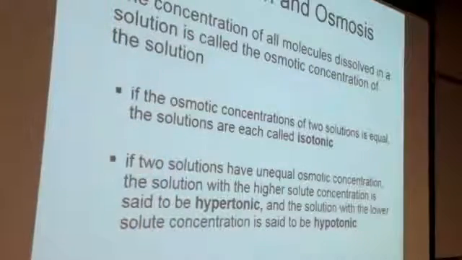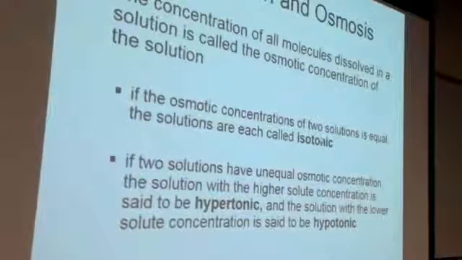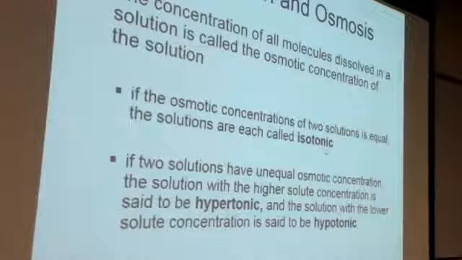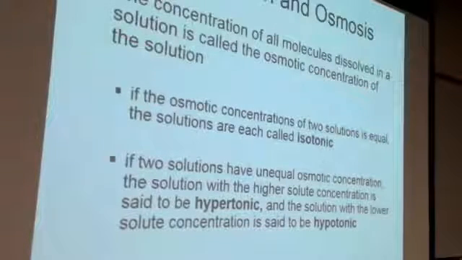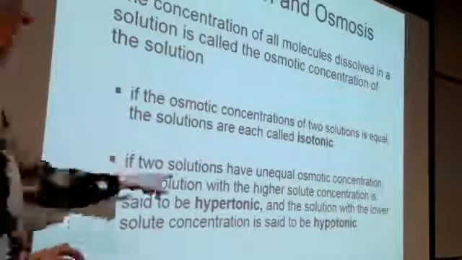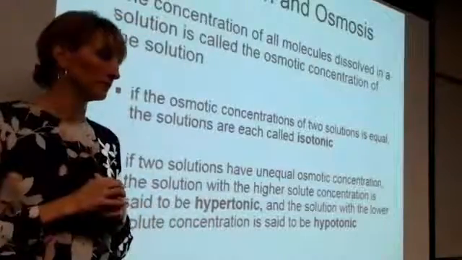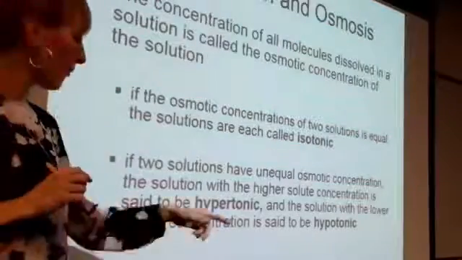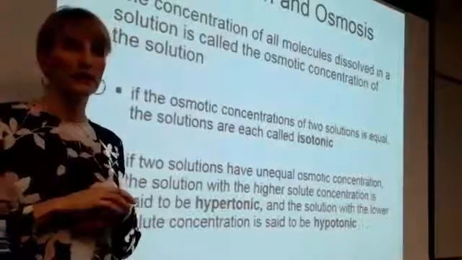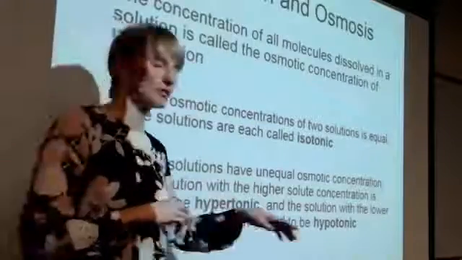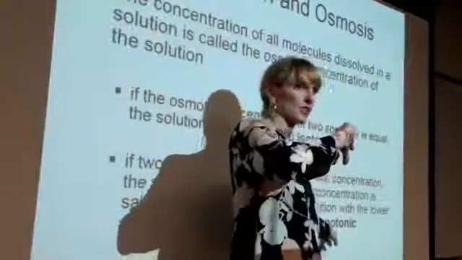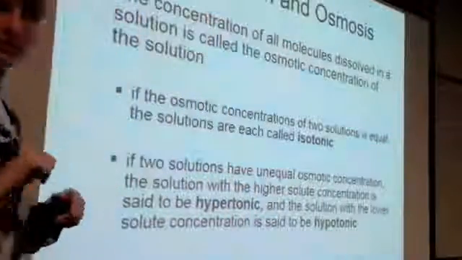So under those conditions, when it's isotonic, water moves, but it moves equally in both directions. So the cell's not gaining or losing water. If the concentration is different, outside versus inside, then we can label the two solutions either hypertonic or hypotonic. The hypertonic solution is the one that has greater concentration, more molecules on the hypertonic side. The hypotonic solution has lower concentration, so there are fewer molecules.